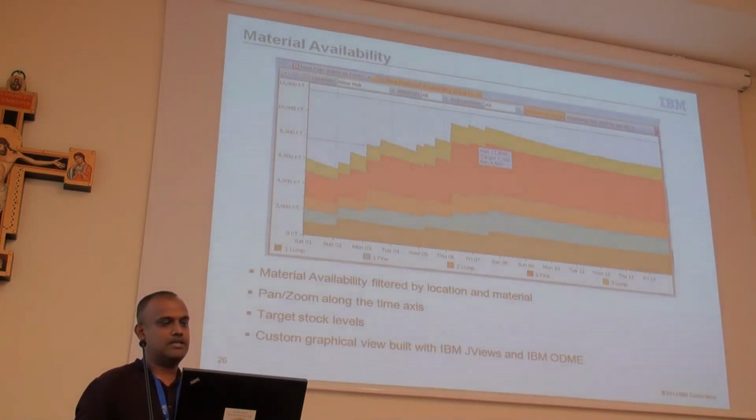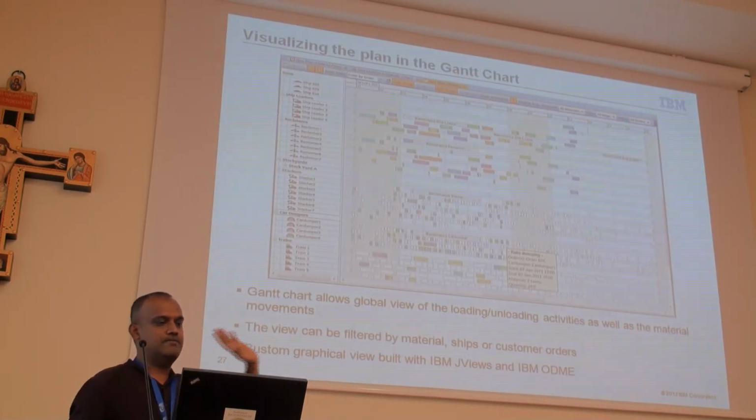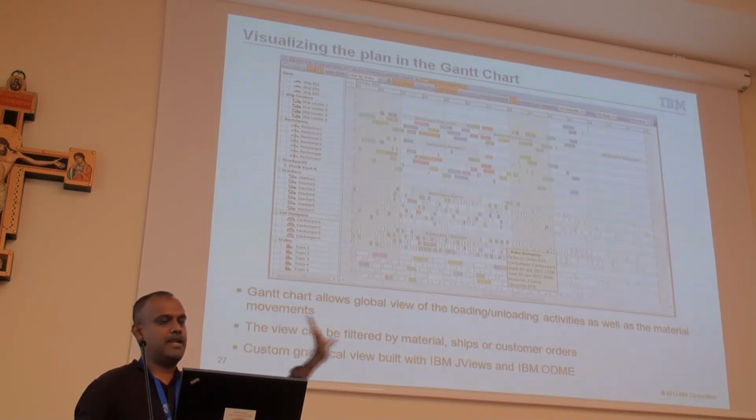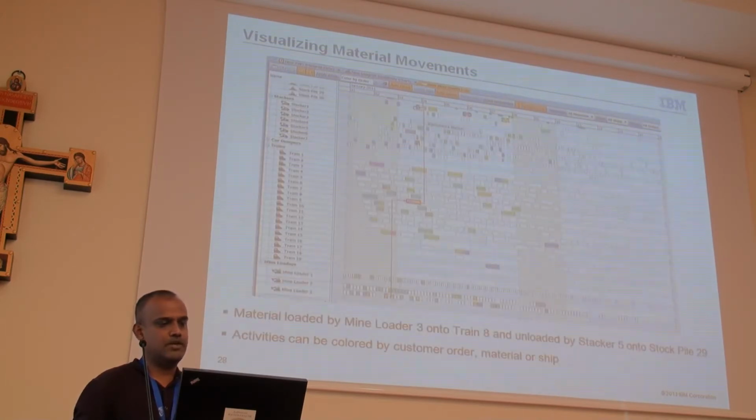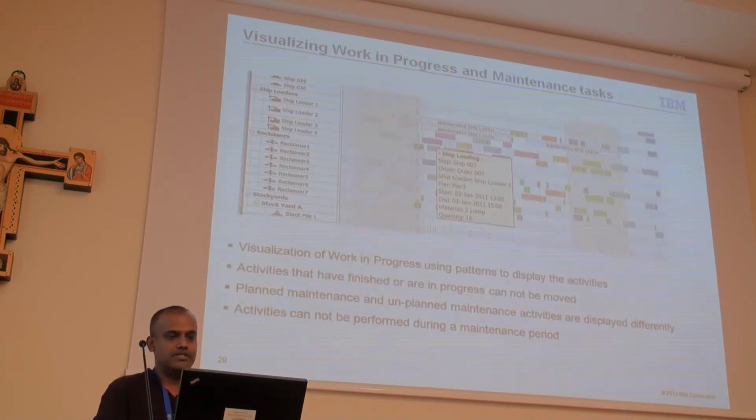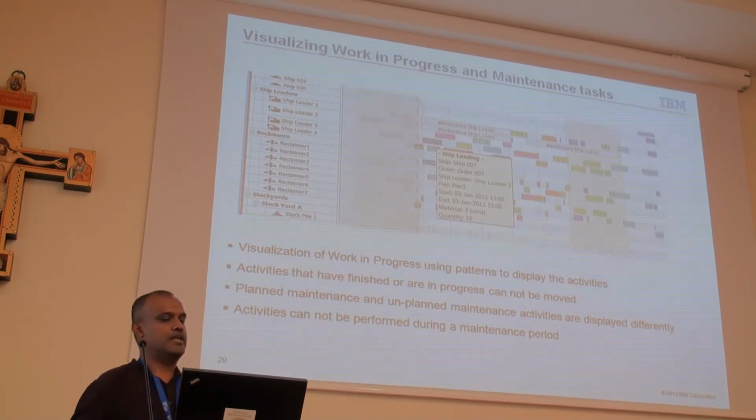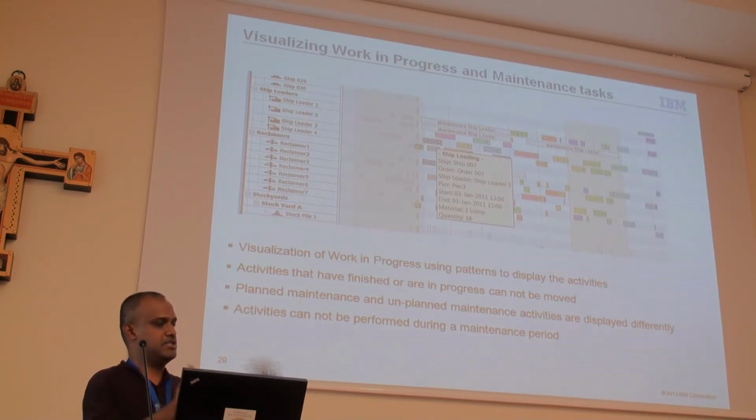Then they can look at the material availability. Then again, you have the visualization of the entire plan and the Gantt chart, the standard things that you do with scheduling. Then you can also look at the material movements. So here is another thing, about how do you visualize the work in progress and the maintenance. As I said, one of the most important things is to close the gap between the planning and the execution. I never always start with a clean slate, right? There are always activities that are going on.